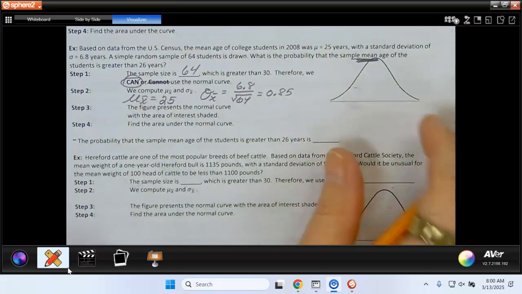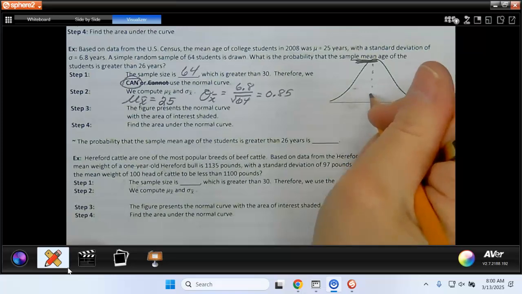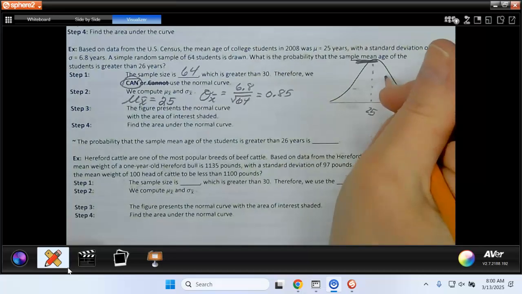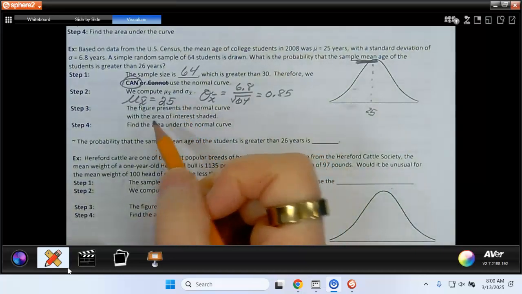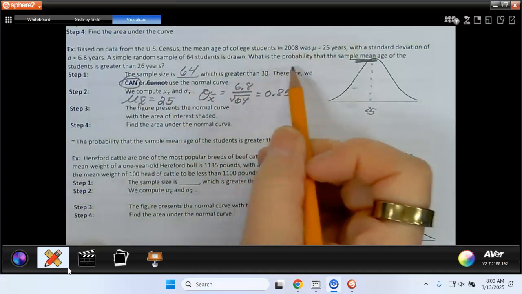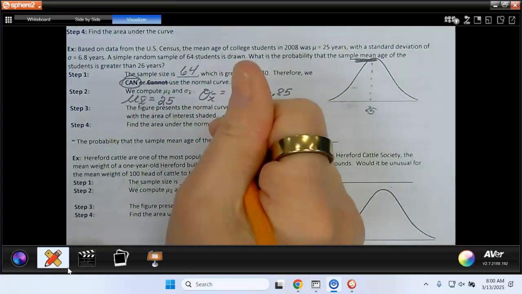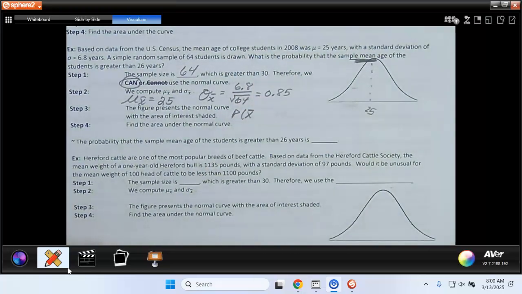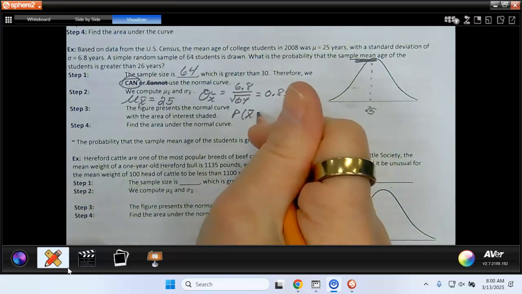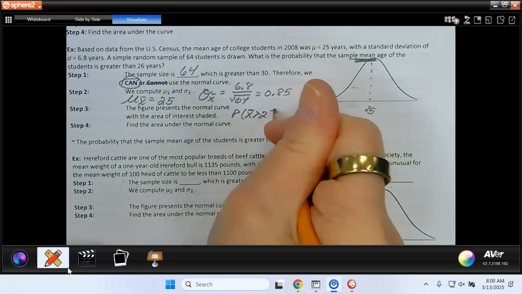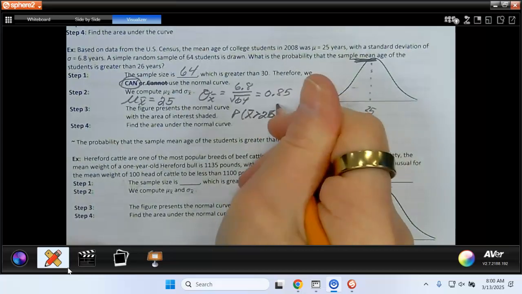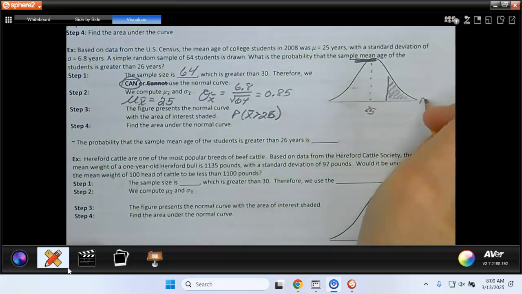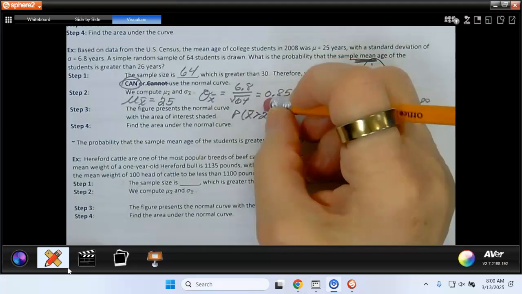Okay, so graphically, your mean is 25. What are we actually looking for? The probability that the sample mean age is greater than 26. So when you write this, probability that the mean, make sure you put it as an X bar, is greater than 26. So at 26, shade going to infinity.